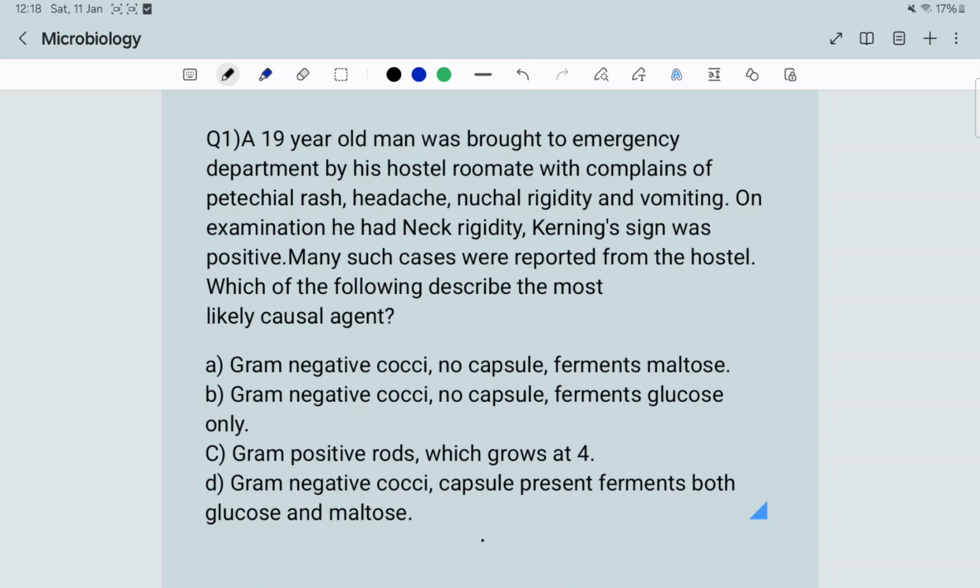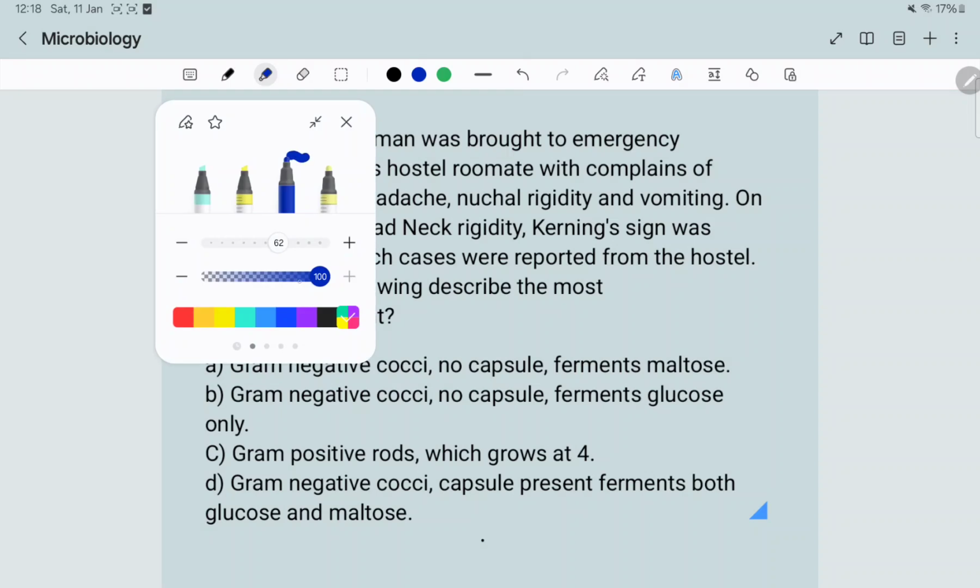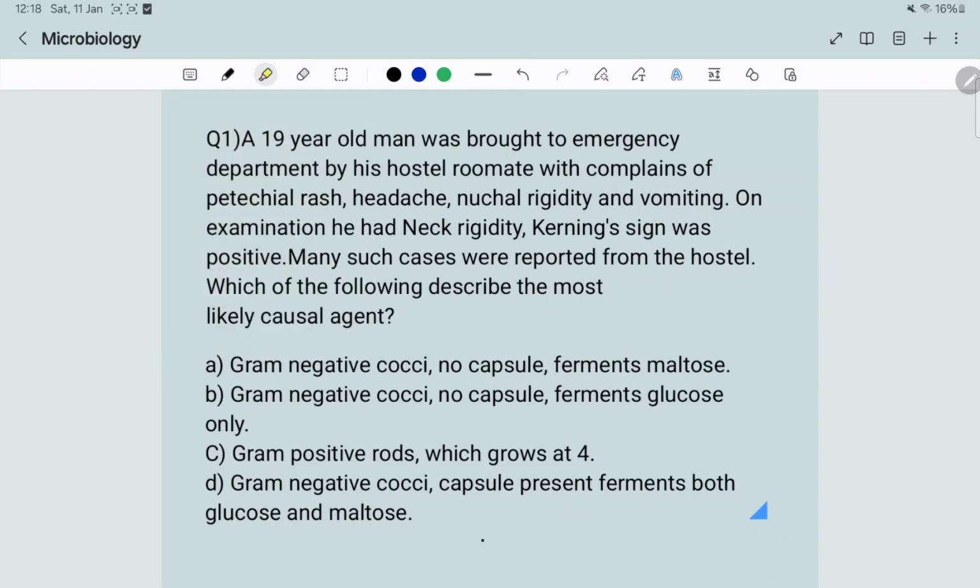So let's start by highlighting the keywords first. The highlights are petechial rash, headache, nuchal rigidity, vomiting, neck rigidity, Kernig sign was positive. So this means this is a case of meningitis. And with petechial rash and meningitis, we can think of the organism Neisseria meningitidis.